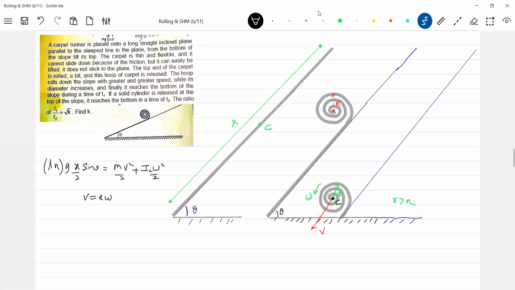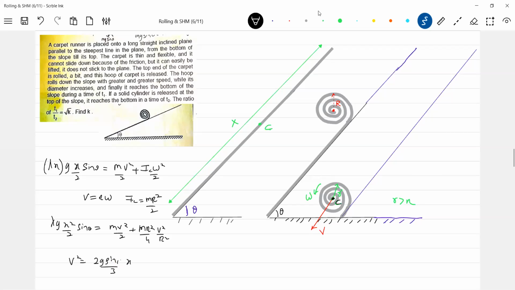Moment of inertia of this carpet: Mr square by 2. It will be like a solid cylinder. Let me put all these things. So lambda g x square by 2 sine theta equals mv square by 2 plus mr square by 4. Solving all this, v square is equal to 2g.